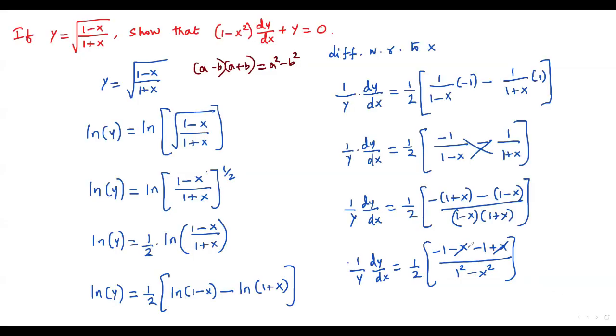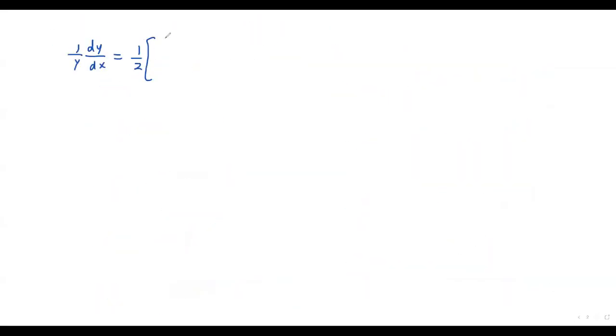Then we get 1 over y times dy over dx. On the right side, we have 1 over 2 times. When I combine this negative 1 and negative 1, I'm getting negative 2. So negative 2 over 1 square minus x square. This 1 square we can just write as 1 because the value of 1 square is just 1. So we get 1 minus x square. Here this 2 will cancel out. That is, 2 goes into 2 one time and 2 goes into 2 one time. Then we get 1 over y times dy over dx equals negative 1 over 1 minus x square.